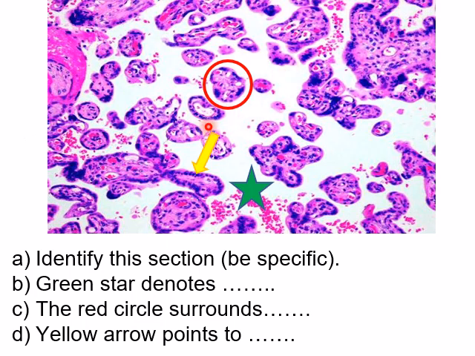Here, dear students, I can see the placenta. What type of placenta, early or late? Late. Why? Because I can see only the syncytial trophoblast. The red circle is around the chorionic villi, the green star is the maternal blood, and the yellow arrow is the syncytial trophoblast.